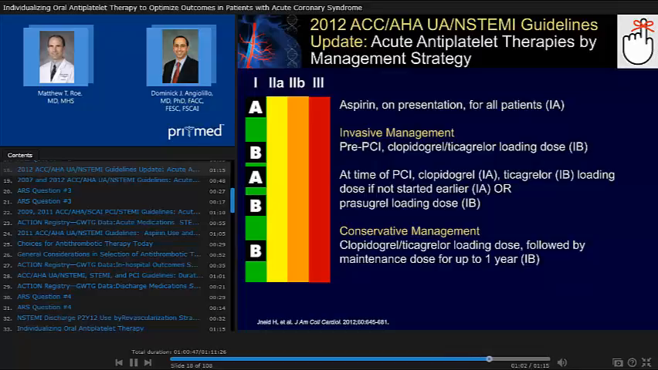And then for those patients who are managed conservatively, either no cath or a cath without revascularization, both clopidogrel and ticagrelor are recommended for up to 1 year.